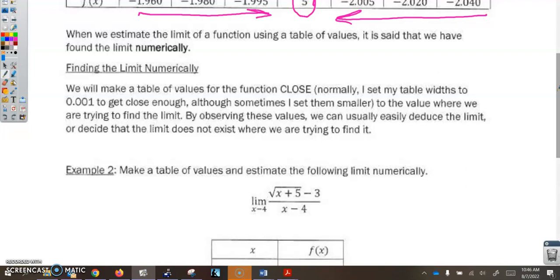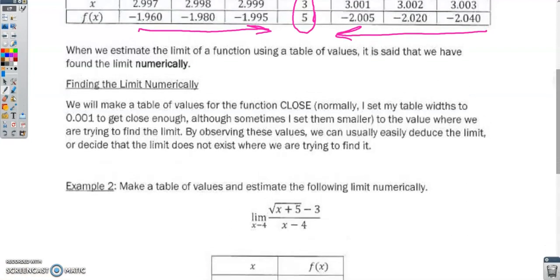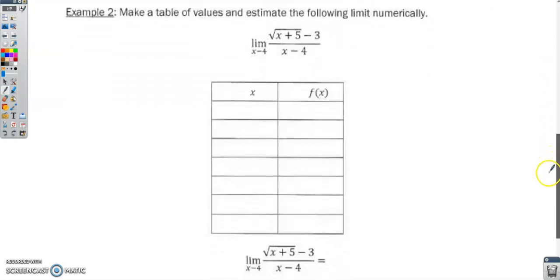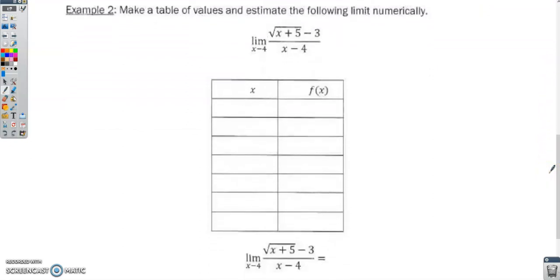So let's go ahead and look at this first example. Make a table of values and estimate the following limit numerically. This is the limit as x approaches 4. Somehow I have a minus sign there instead of an arrow. The limit as x approaches 4 of the square root of x plus 5 minus 3 over the quantity x minus 4. So we're finding the limit as x approaches 4, and so that's the value that we want to have in the middle of our table here, 4.